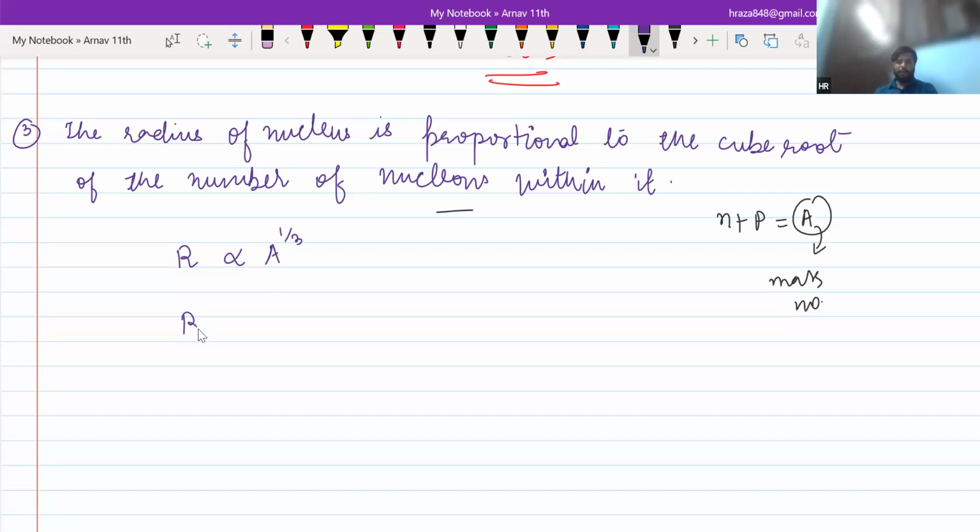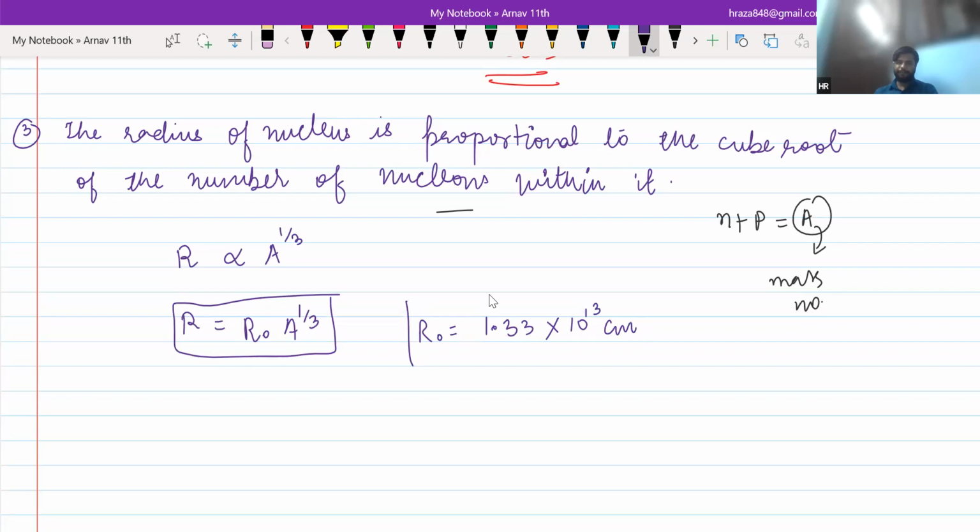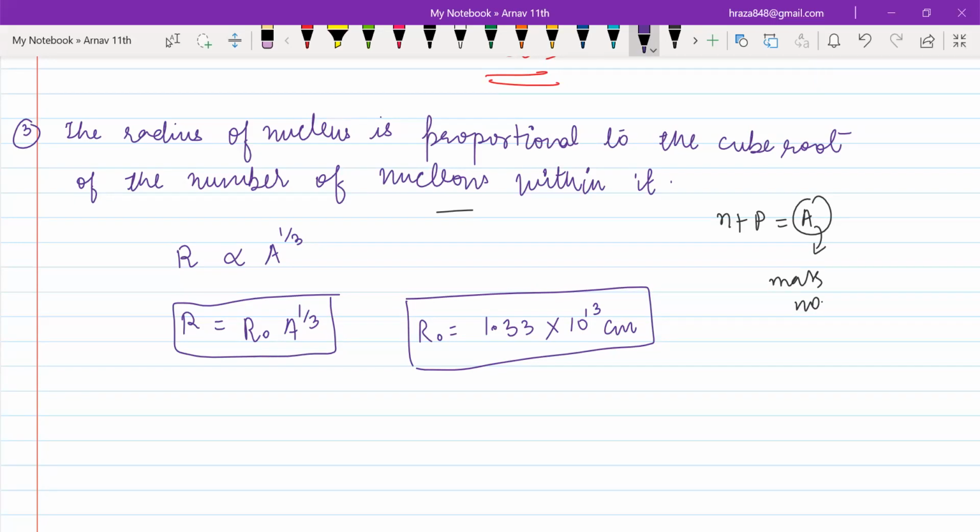And to remove this proportionality sign, we need a constant, that is R naught, proportionality constant in this. And R naught has a value that is 1.33 into 10 raised to the power 13 centimeter. A is what? N plus P. Please write it. Done, sir. Done, everyone?